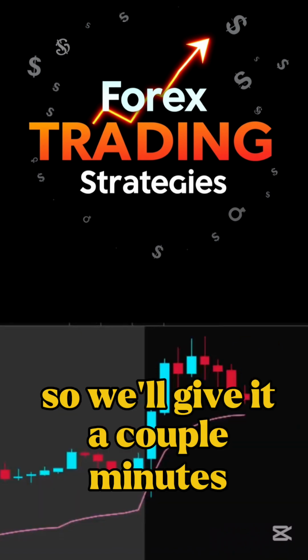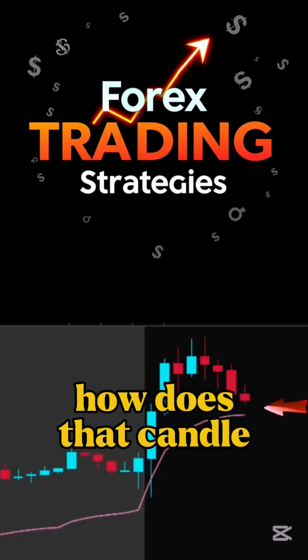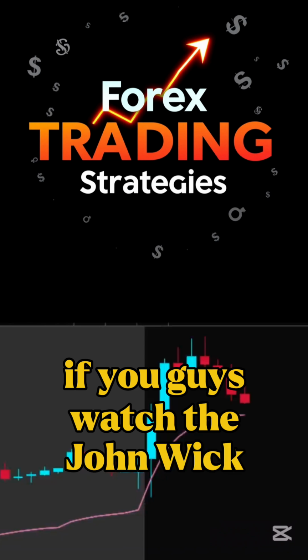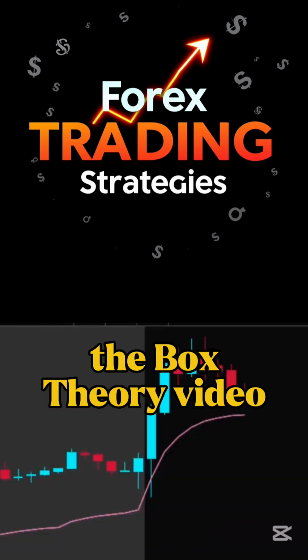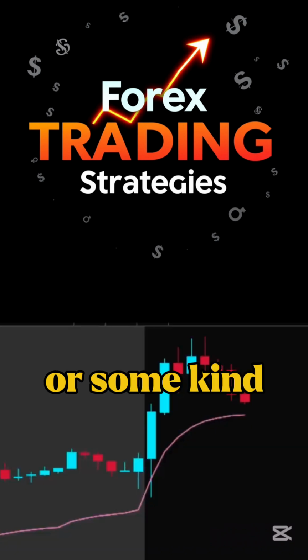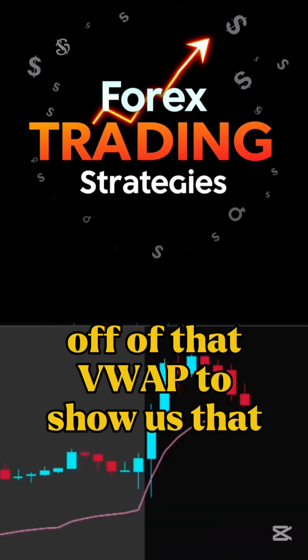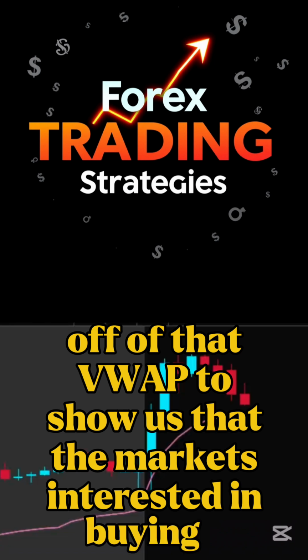So we'll give it a couple minutes. And what we want to watch here too is that candle. How does that candle get picked up? If you guys watched the John Wick video, the box theory video, I showed you noticing that candle. So we need some kind of reversal candle or some kind of wick or some kind of signal off of that VWAP to show us that the market's interested in buying it.